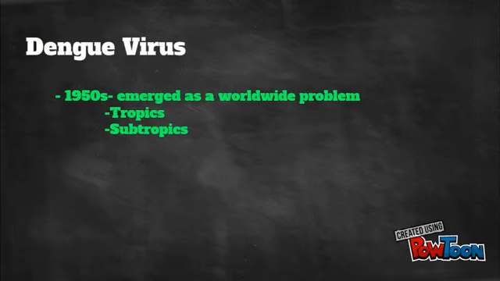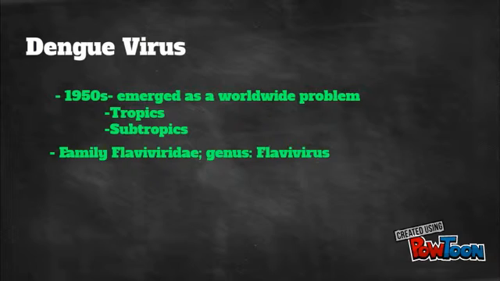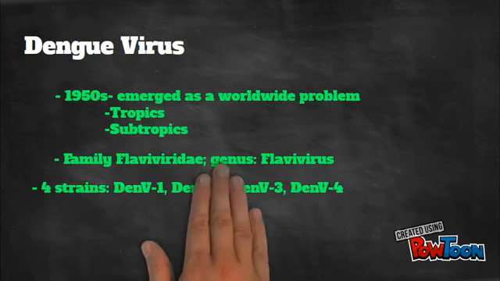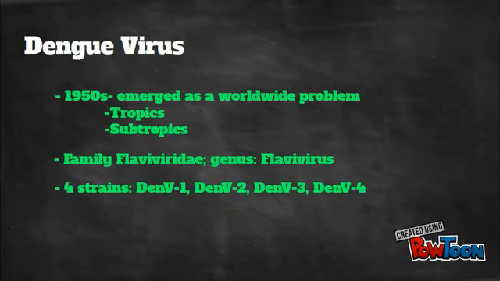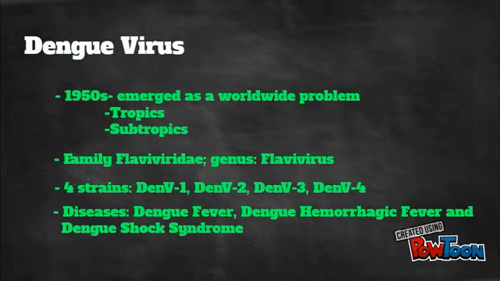Dengue is a member of the Flaviviridae family of viruses and the Flavivirus genus. There are 4 serotypes or strains of the dengue virus: dengue virus 1, 2, 3, and 4. All 4 strains result in the full range of diseases such as dengue fever, dengue hemorrhagic fever, and dengue shock syndrome, to name a few.